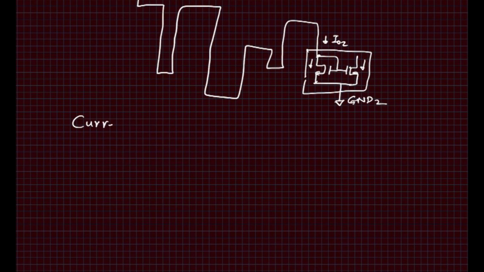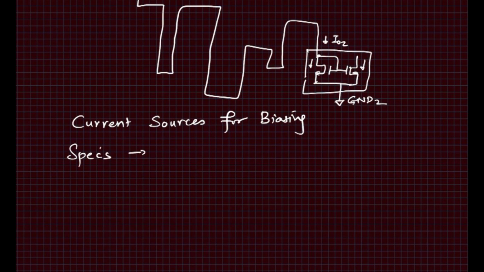Okay, so you're going to use current sources for biasing. And what are the key properties? So key specifications are as follows. Most important one, you would think, how about the output resistance of the current source? Ideally what we want is output resistance to be infinite, as large as possible. So desired: infinite, because it's a current source.